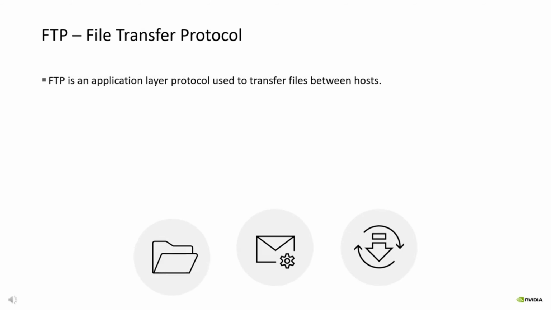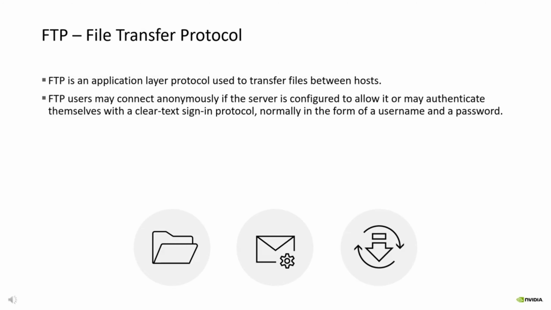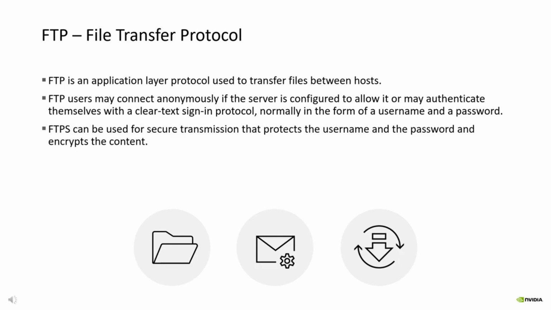FTP is an application layer protocol used to transfer files between hosts. FTP users may connect anonymously if the server is configured to allow it, or may authenticate themselves with a clear text sign-in protocol, normally in the form of a username or a password. FTPS can be used for secure transmission that protects the username and password and also encrypts the content.